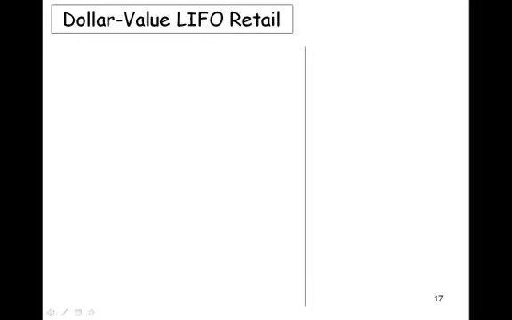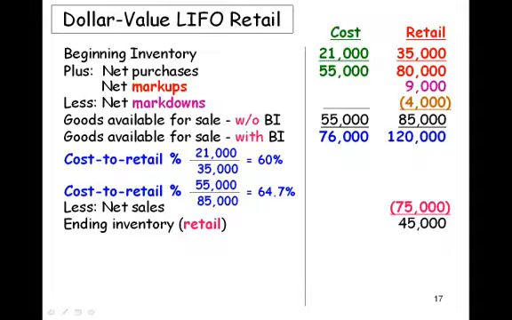The LIFO retail inventory method and the dollar value LIFO method can be combined into one method called the dollar value LIFO retail method. The advantage of this method is that it is more effective in times of price instability, which the dollar value component addresses. The first half of this method is identical to the LIFO retail inventory method we just examined. Once we find the estimated ending inventory at retail of $45,000, the second half of this method uses the dollar value method.